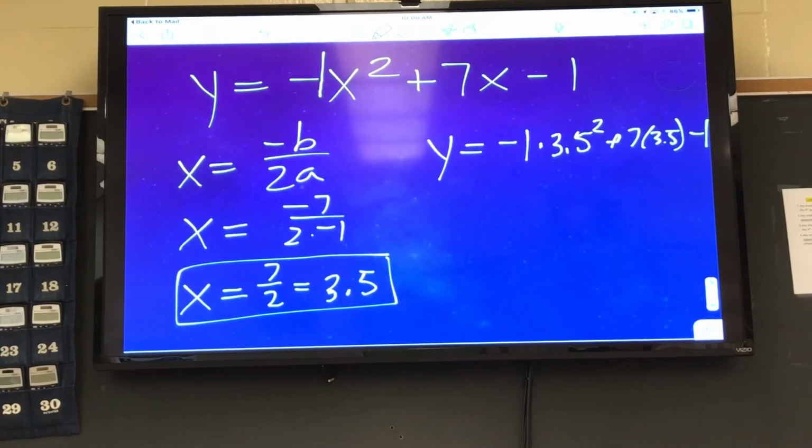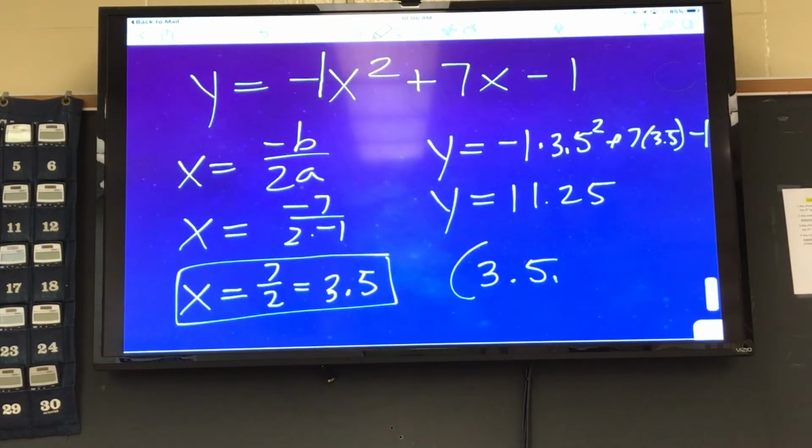Alrighty. So, I have negative 1 times 3.5 squared plus 7 times 3.5 minus 1 equals, did you get 11.25? That's what I got. All right. And then I'll have 3.5, 11.25 as my vertex.